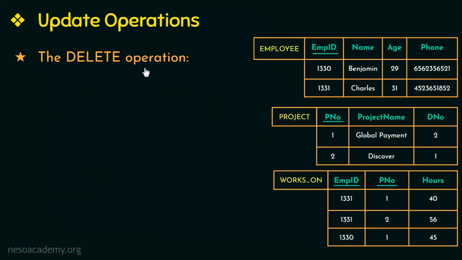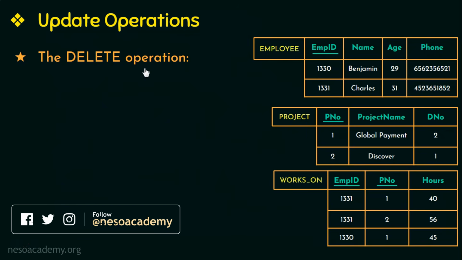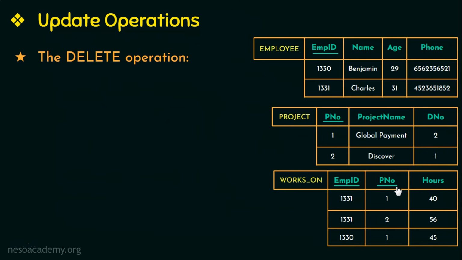A referential integrity constraint can be violated if the tuple or the row that is being deleted is referenced by the foreign keys from another relation. So here we have three relations: employee with employee ID as its primary key, project with project number as its primary key, and works on with employee ID and P number as its primary keys. Let us see a few examples of the delete operation.